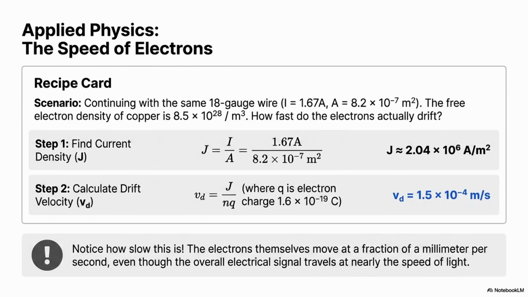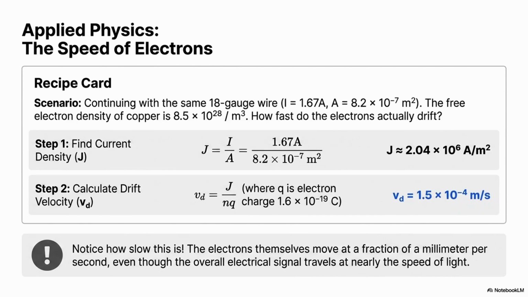The math on this slide calculates what is known as drift velocity. So we take the same 18-gauge wire, the same 1.67 amps. We calculate the current density, factoring in the massive number of free electrons available in copper's conduction band. And then we solve for the physical speed of the particles. Drum roll, please. The drift velocity is 1.5 times 10 to the negative 4 meters per second. I really want you, the listener, to let that number sink in.